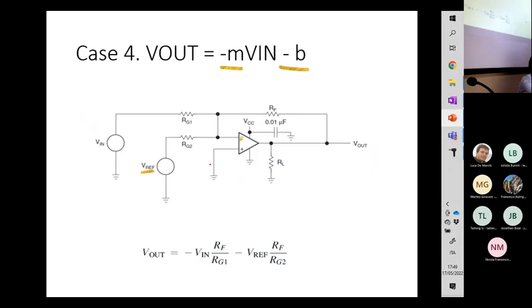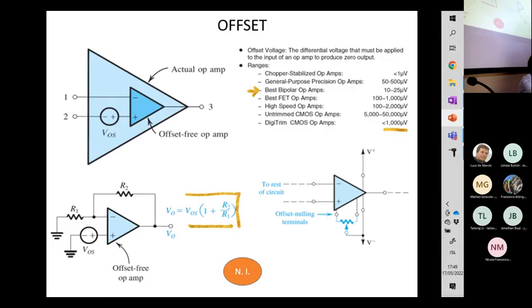This is the last combination when M and B are both negative. In all the slides, you can find also the full expression, the V out over V in relationship.